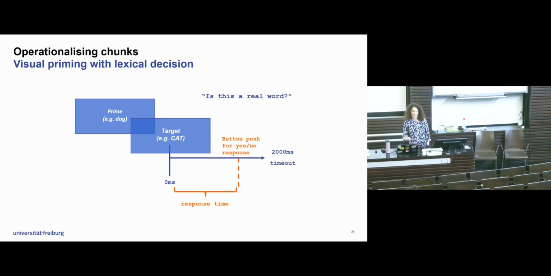And if the prime and the target are related along some dimension, then reaction times will typically be lower, okay? So if you have dog, cat, people respond really quickly to say, yes, cat is a word, but if you have window, cat, then they are slower, okay? Because the two items are not perceived as strongly related semantically or along some other dimension that is relevant to language processing.